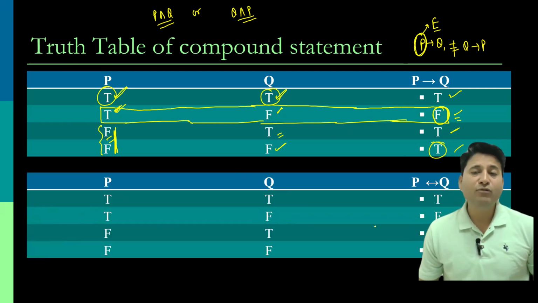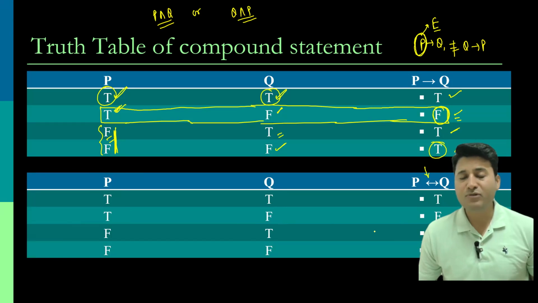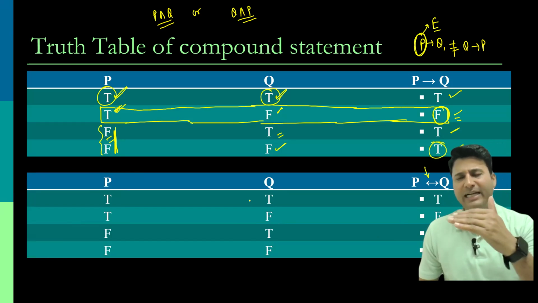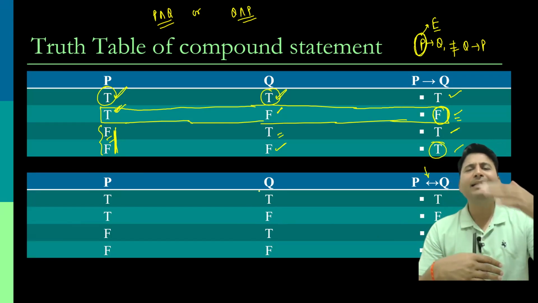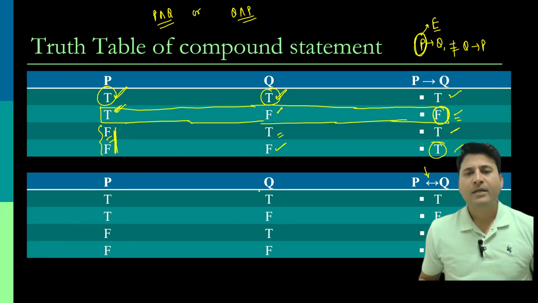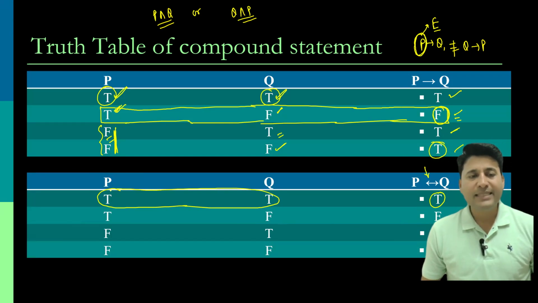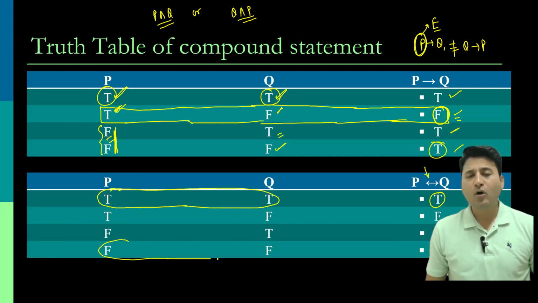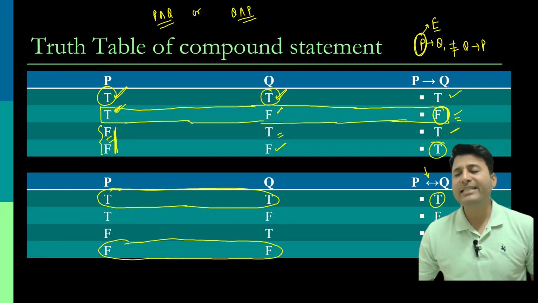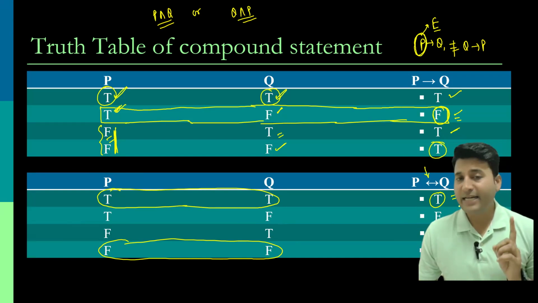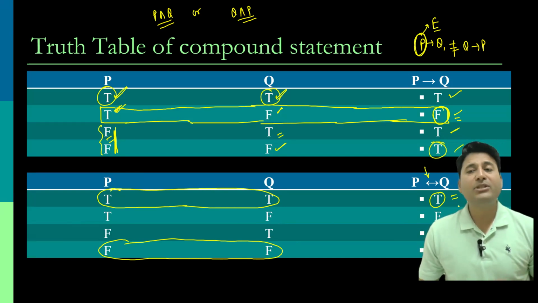The next connective that we have is called the biconditional connective. It works in both ways. If then is one way, and if and only if is both ways. If P then Q, if Q then P. So it will come out as T when all the inputs are of the same nature. That means either all the inputs are T or all the inputs are F. Only in these cases does a biconditional compound statement give you the truth value of T.